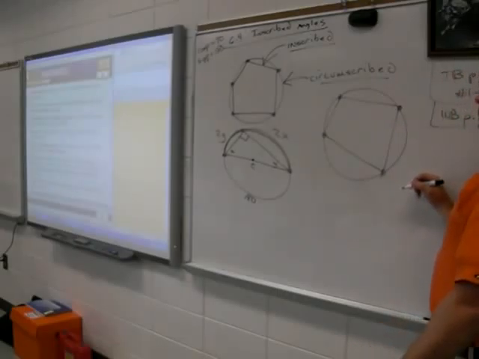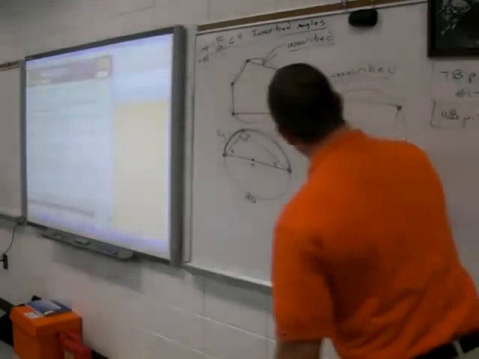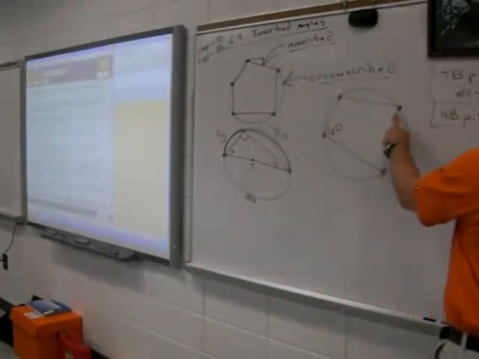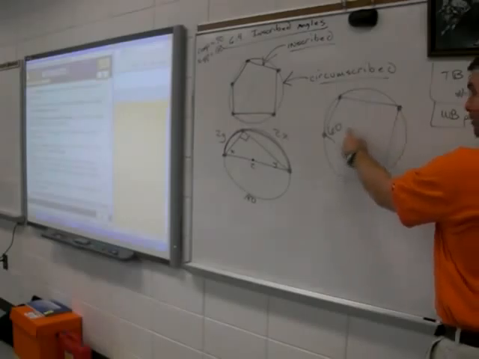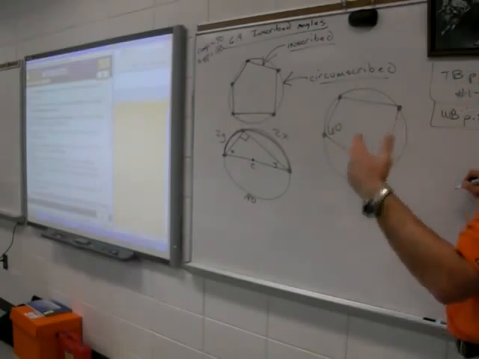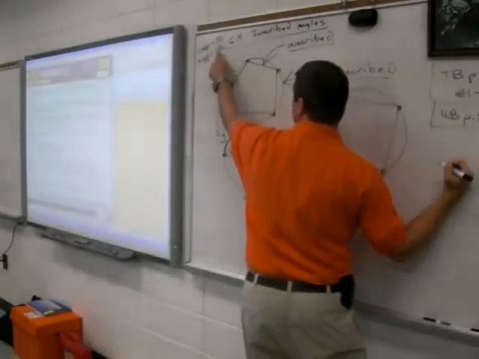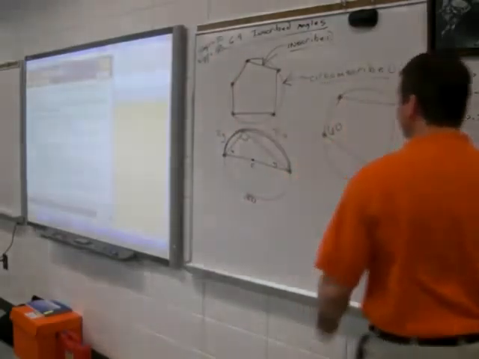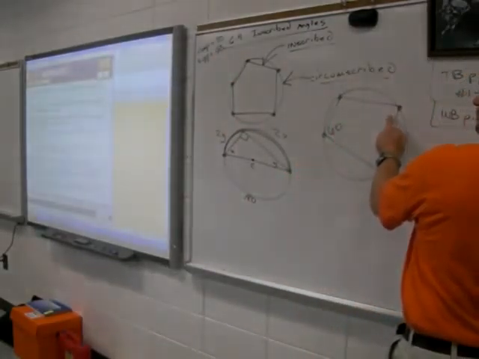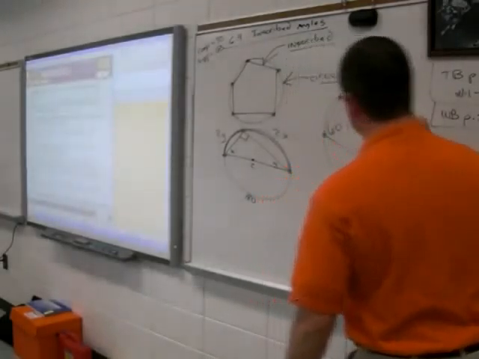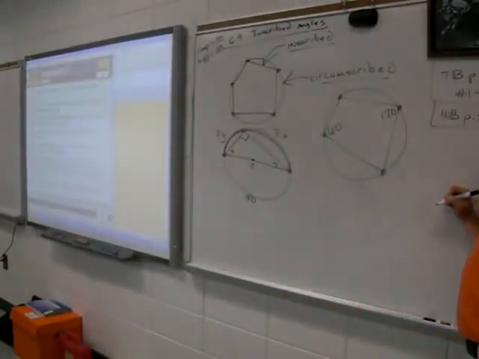Opposite angles. So if this one is 60, what does this one have to be? No, not 60. That would be congruent. We just got done saying opposite angles are supplementary. Supplementary means they add up to what? 180. So if that one's 60, what would this one be? 120. They add up to 180 degrees.